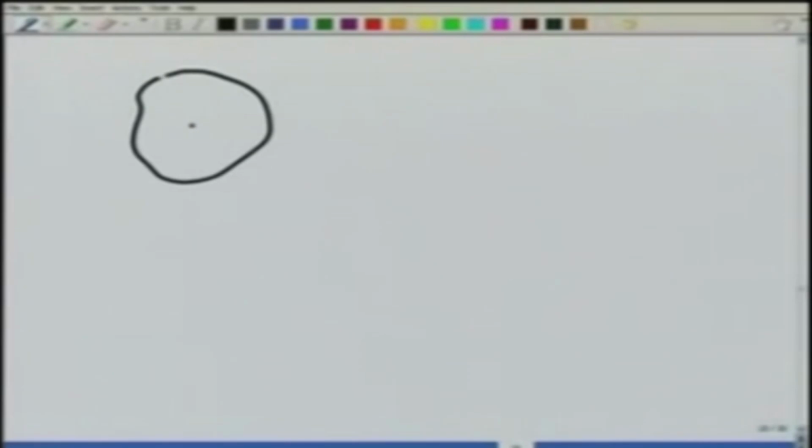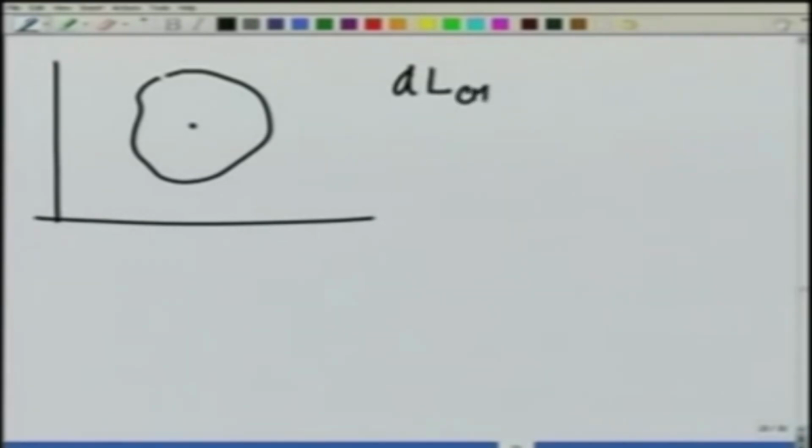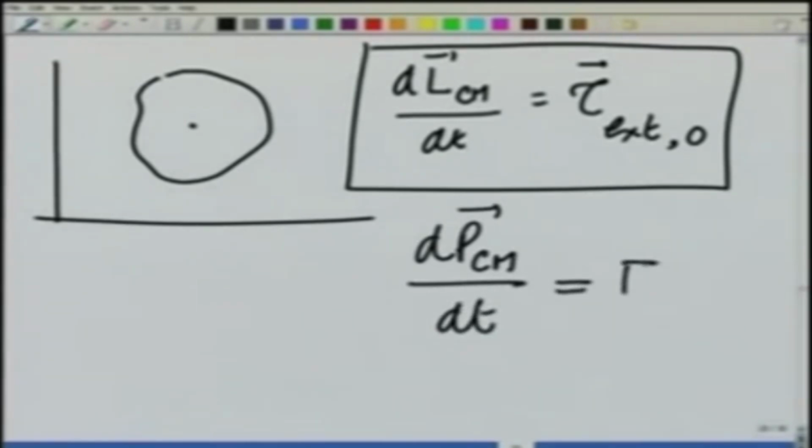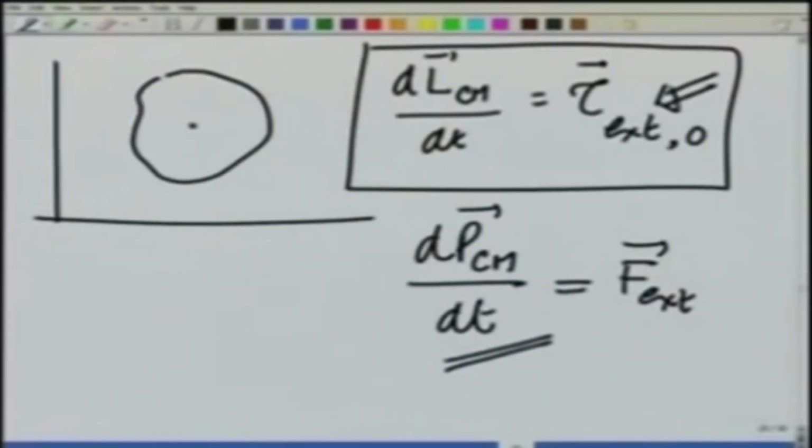So, what we have learned in general, and so far I am restricting myself to only that motion in which the axis moves parallel to itself, is that dL about Cm/dt is equal to tau external only, no other forces need to be taken into account, no pseudo forces or anything can be applied safely, and the motion of the center of mass itself is given by dPcm/dt is equal to F external. These two equations are sufficient to describe the entire motion of the body, in that how it is translating is given by this, and how it is changing its orientation is given by this.